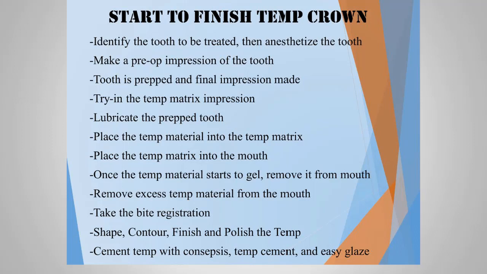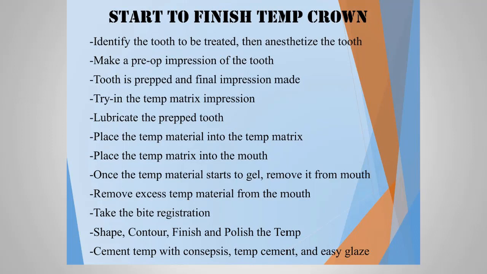And then from there, I'm trying in the matrix that we've made prior to prepping the tooth. Once it fits correctly and I know its path of insertion, I want to lubricate the prepped tooth, usually with some type of Vaseline, to allow me to make a temporary that's not going to stick to the prep once we make it. Then I place the temporary material inside that temporary matrix. Then I place that matrix inside the mouth. Once the temporary material starts to gel, then we remove it from the mouth.